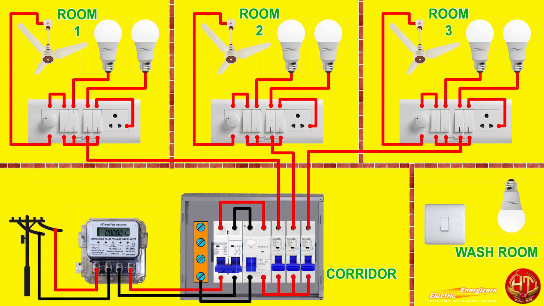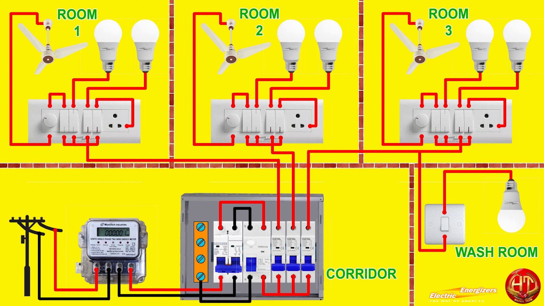Next, we need to give phase supply to the washroom light. So we connect the room 3 incoming phase wire to the incoming bottom terminal of the washroom switch, and then give phase supply to the washroom light from the outgoing of this switch. Hence, all the phase connections are complete.